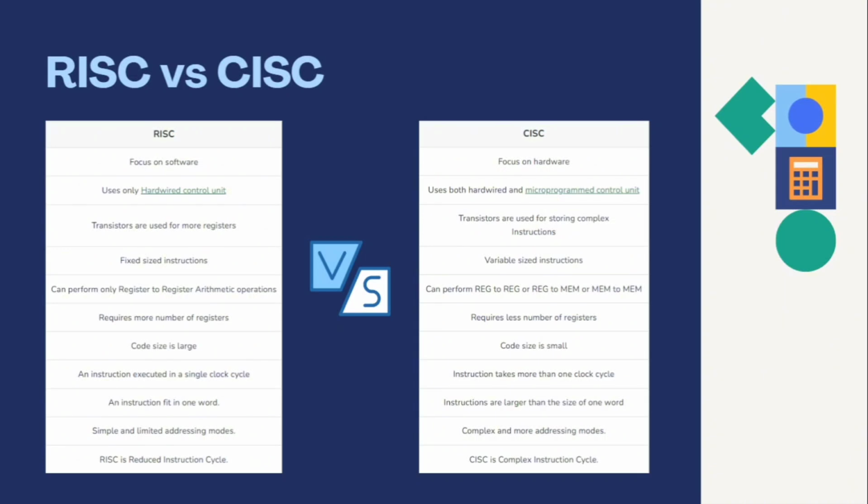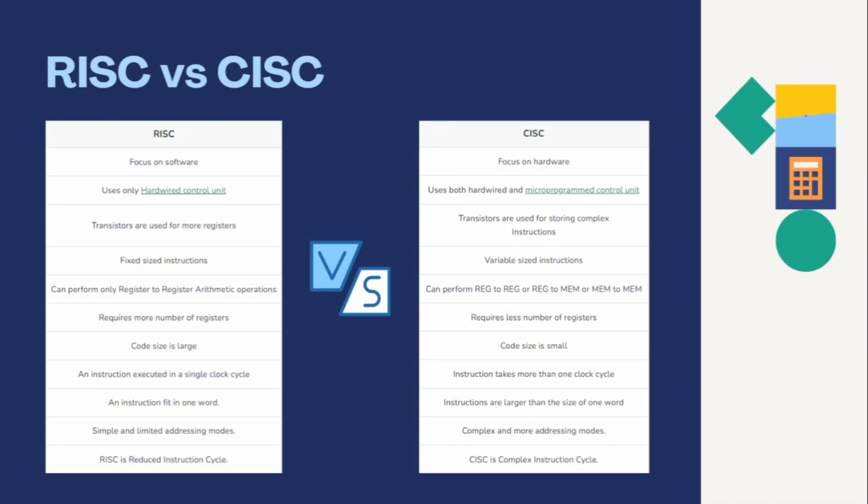Today I am going to give a brief overview of the key differences between RISC and CISC architecture, which are the foundation of many modern processors. In focus, RISC focuses on software efficiency by simplifying instructions, while CISC emphasizes hardware with more complex instructions that perform multiple tasks. In the control unit, RISC uses a hardware control unit, which makes it fast and efficient for simple tasks. CISC uses both hardware and microprogram control units, allowing for general flexibility but at the cost of complexity.